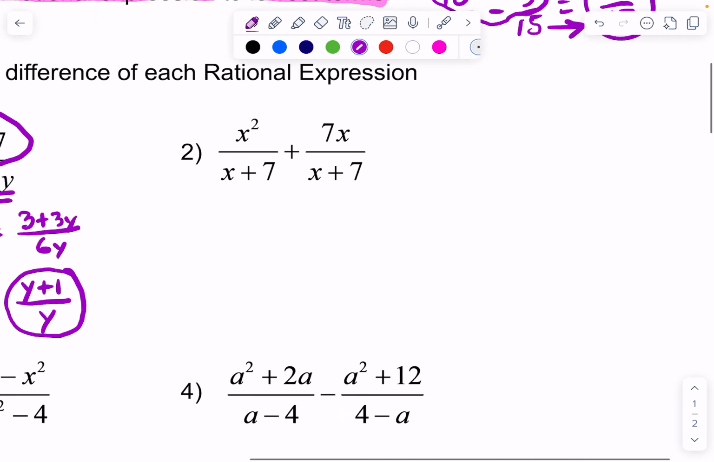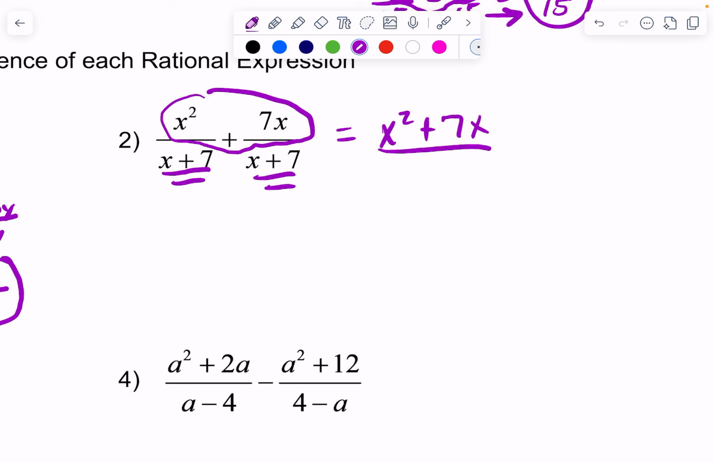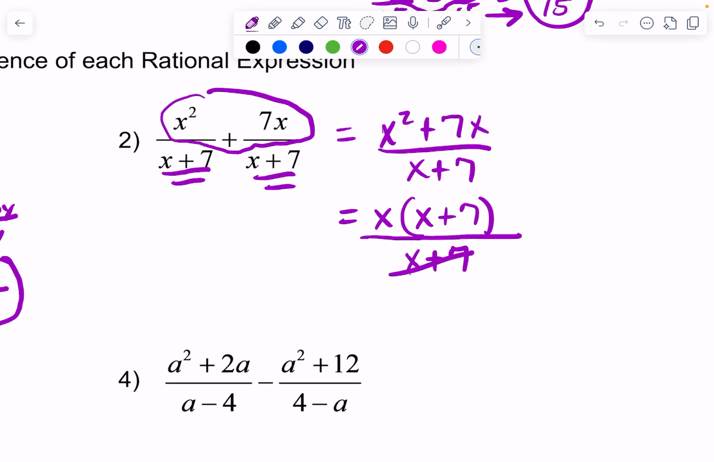And number 2, again, let's follow the same procedure. Up here in the numerator, let's pay attention to what's happening because we have common denominators. I've got x squared plus 7x over x plus 7. So we can factor the numerator. We can take out a common factor of x, leaving me with x times x plus 7 over x plus 7. And common binomials can cancel out to 1, leaving me with x.